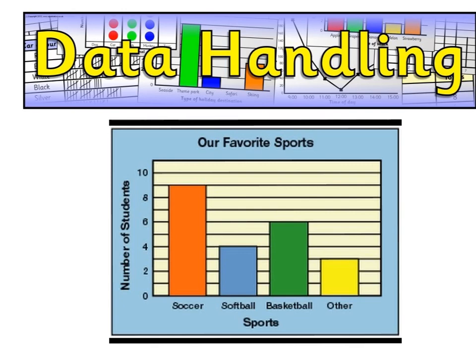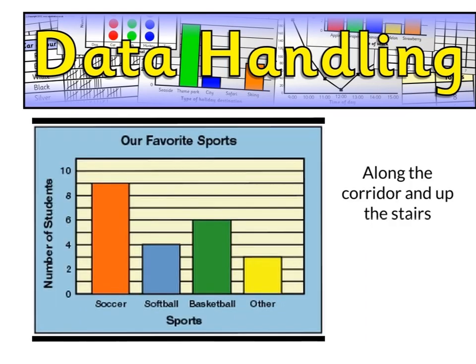If we were asked a question about this chart, if we wanted to extract information from it, we could be asked how many people liked basketball. So in order to do that, a little trick to remember is if we go along the corridor and up the stairs. So I start here at 0, always start at 0, and you go along the corridor until you get to the area that you're looking for.